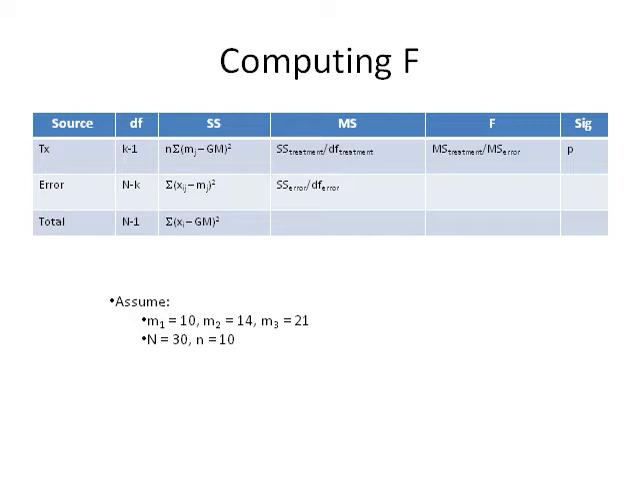To remind you, we assume that the mean Beck Depression Inventory for the experimental group equaled 10, the mean BDI for the standard treatment group equaled 14, and the mean of the no treatment group equaled 21. We also assumed we had a sample of 30 participants, 10 participants in each group. But before going to the next slide, see if you can determine the degrees of freedom for each component of the summary table.